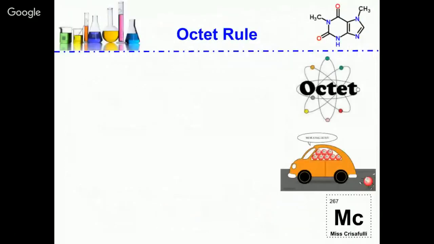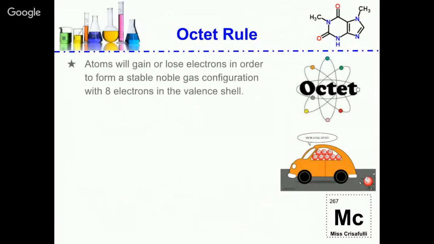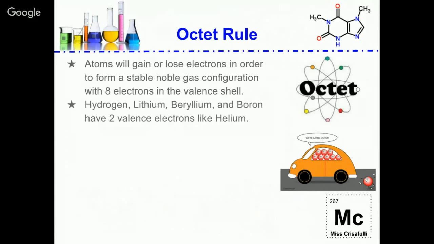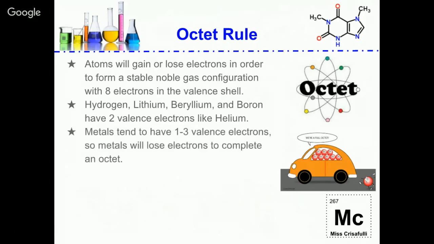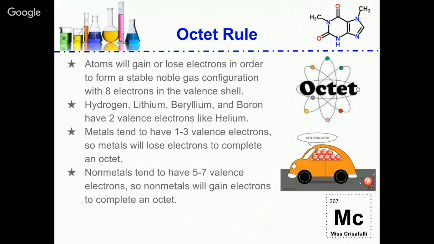So now let's talk about the octet rule. Atoms will gain and or lose electrons in order to form a stable noble gas configuration, so 8 electrons in the valence shell. Hydrogen, lithium, beryllium, and boron only have 2 valence electrons like helium. That is because they can only gain that many. They won't have much more past that. Metals tend to have 1 to 3 valence electrons, so metals will lose electrons to complete their octet. Nonmetals tend to have 5 to 7 valence electrons, so they will gain electrons to complete their octet.